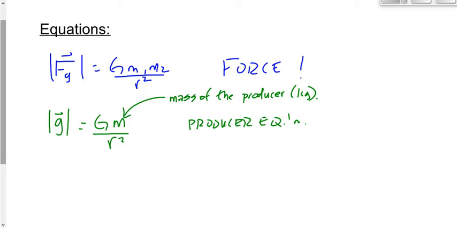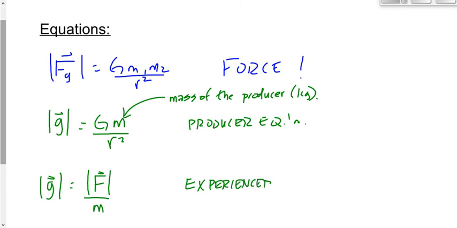But there's another equation as well. This one describes the gravitational field strength experienced by something. We call this the experiencer equation. When you know something about what causes the field, you want to use the first one, the first green one, that is. When you know something about what experiences the field, if there is anything experiencing the field, remember, in order to have a force, you've got to have something to cause it and something to experience it. But to have a field, you don't actually need something to experience it.